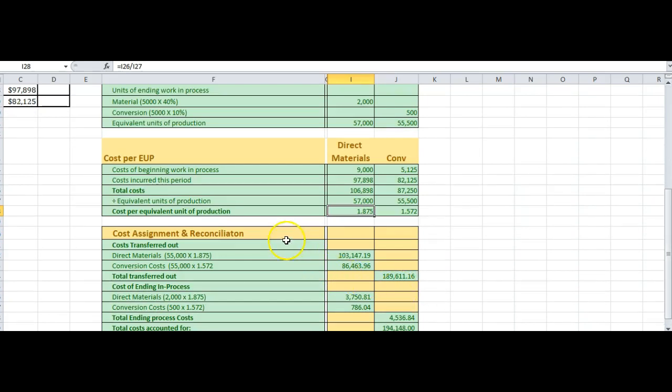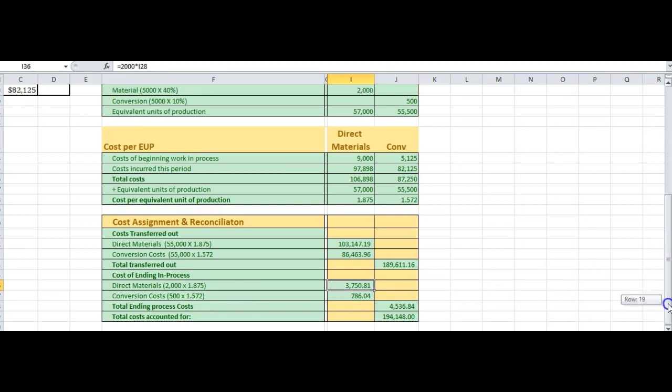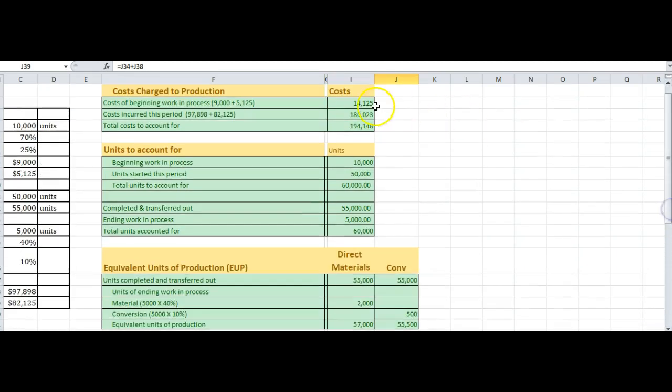So we had direct materials at 55,000. This is what was transferred out of 103,4719, and 55,000 at this cost. So these are transferred out costs. This is what's left in ending inventory. 2,000 at 1.875, 500 at 1.572. Multiply those out. Add these two together and you come up with total cost to be accounted for, and it matches this up here. And that's what we're shooting for.